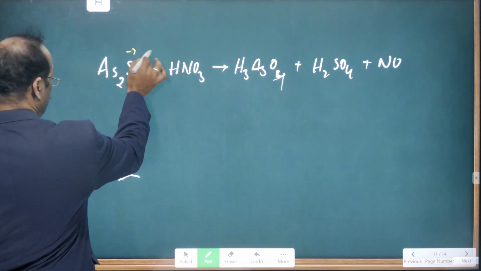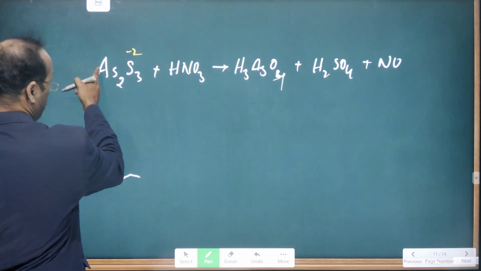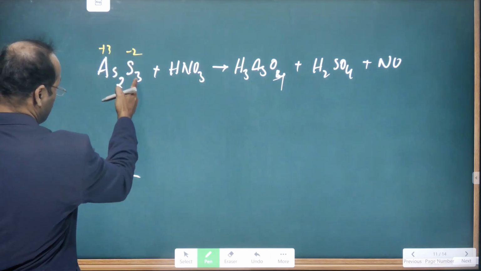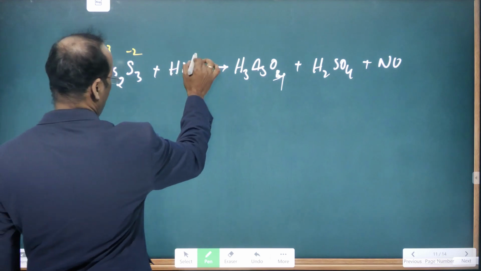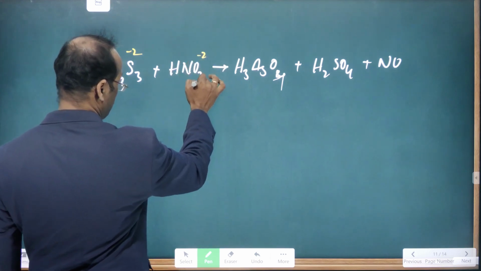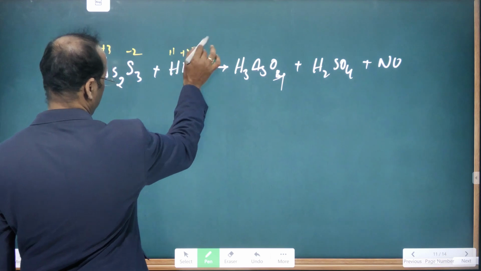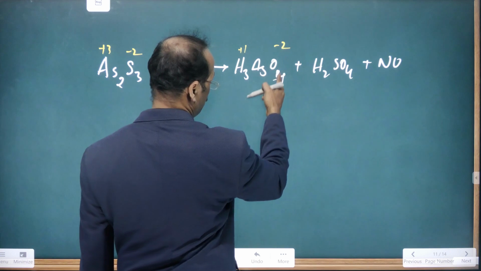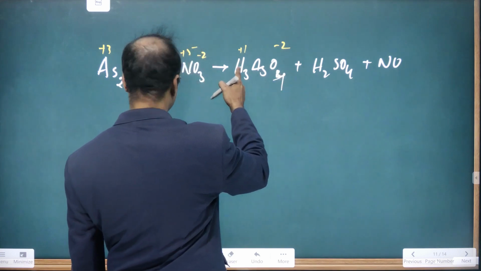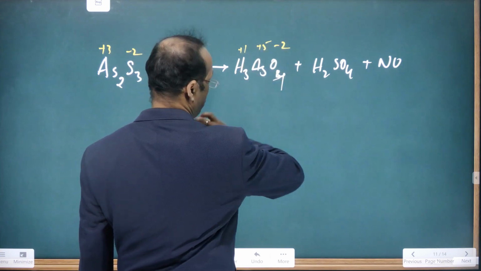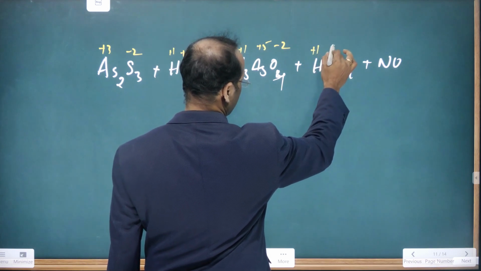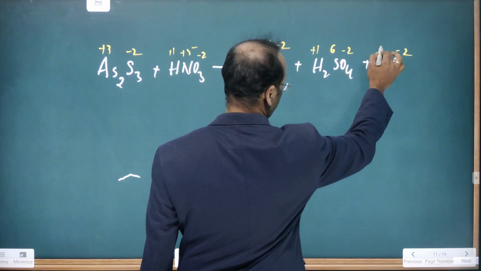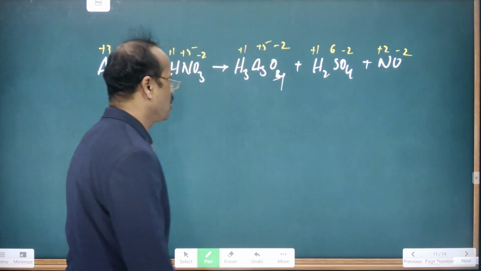Here sulfur is -2; -2 times 3 is -6, so this should be +6. Arsenic should be +3, because +3 times 2 is +6, and -2 times 3 is -6, so it becomes 0. Here oxygen is -2; -2 times 4 is -8, hydrogen is +1, so arsenic becomes +5. And here hydrogen is +1, sulfur is +6, oxygen is -2. And here oxygen is -2, then nitrogen becomes +2. These are the oxidation numbers.